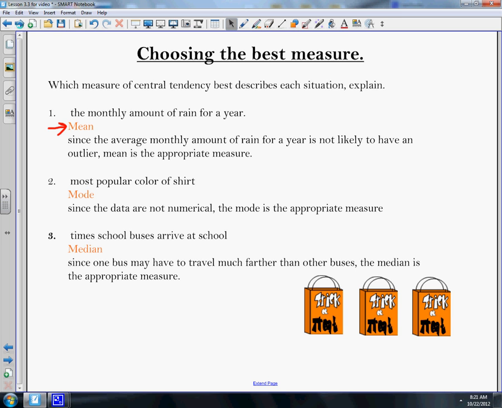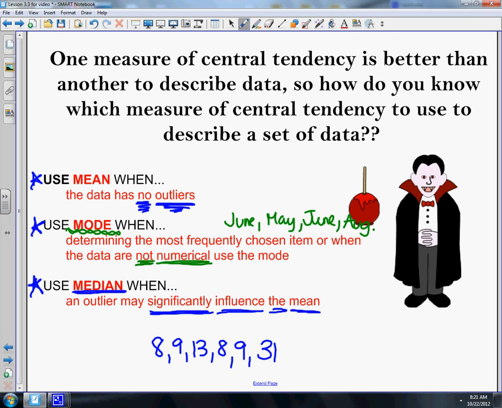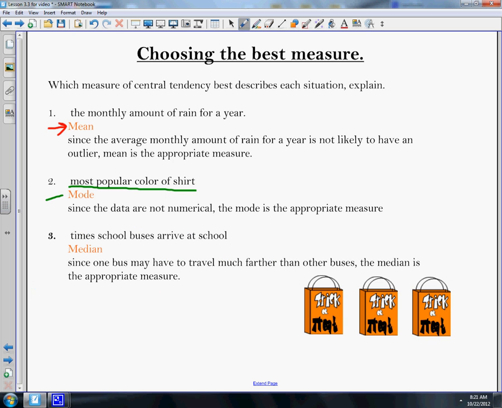The most popular color of a shirt. Well, if you remember, if the data is not numerical, we're going to use the mode. So if I write down red, red, blue, blue, yellow, those are not numerical, so you're going to want to use the mode.